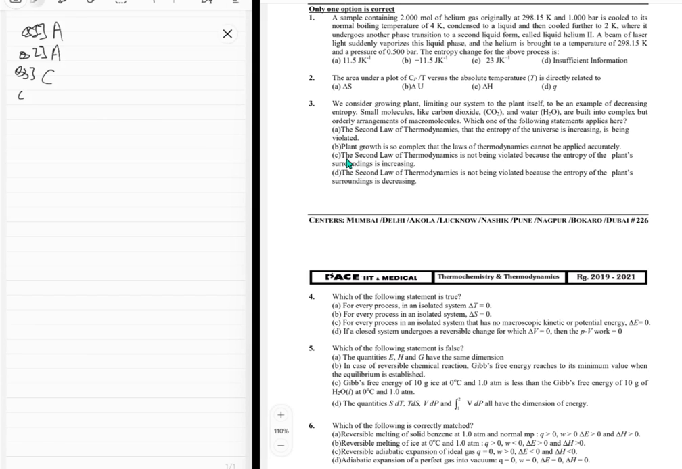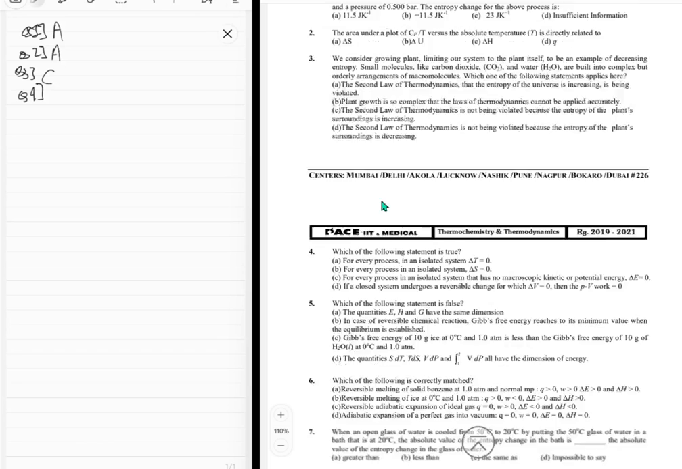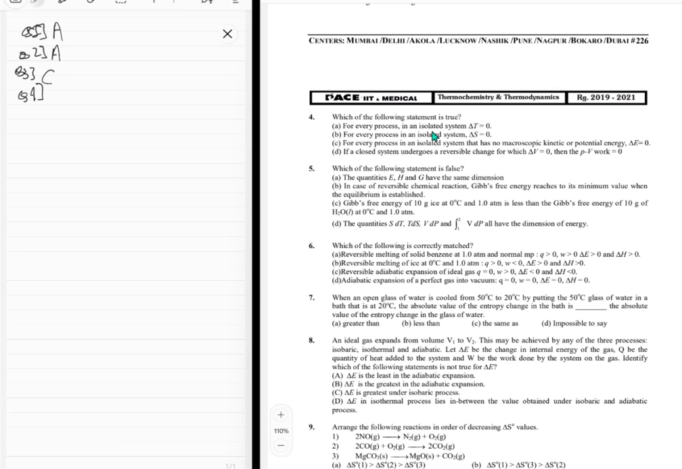Question number 4. Which of the following statements is true? For every process in an isolated system, delta T equals 0. In an isolated system there's no heat exchange and no matter exchange. But no, this is not right. What about reactions that happen automatically? Spontaneous reactions increase the temperature of the system. Look at the sun, for example. The star, the sun, its temperature definitely does not decrease.